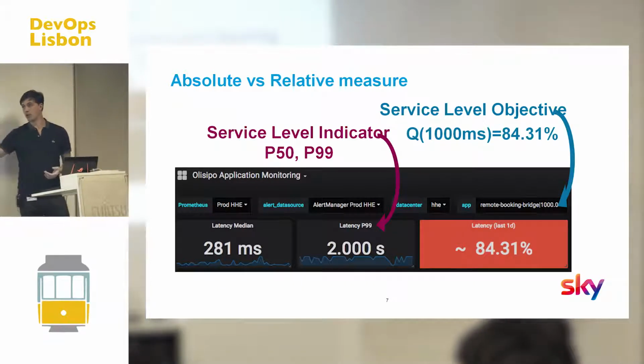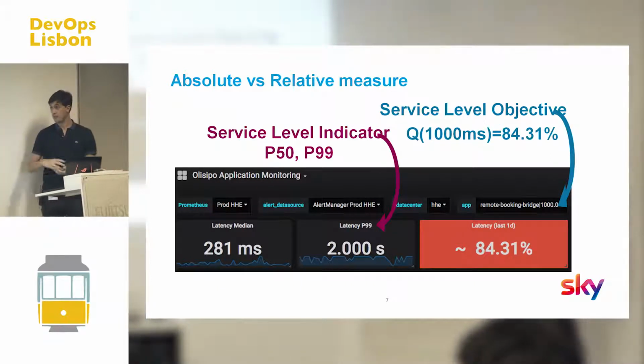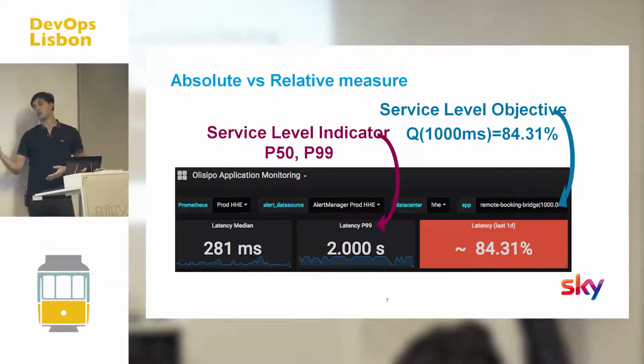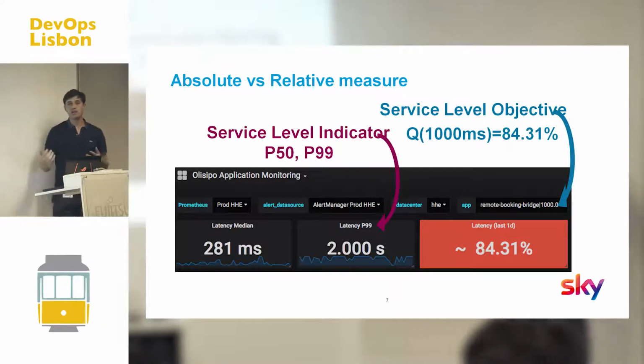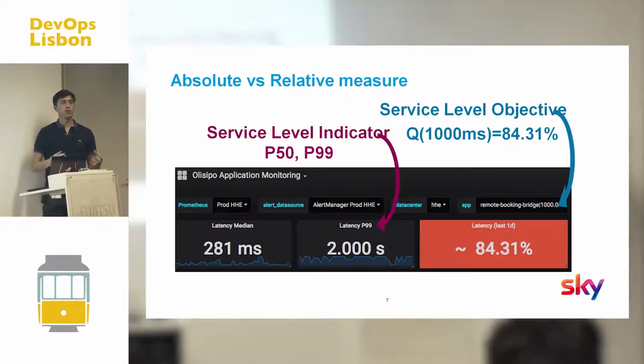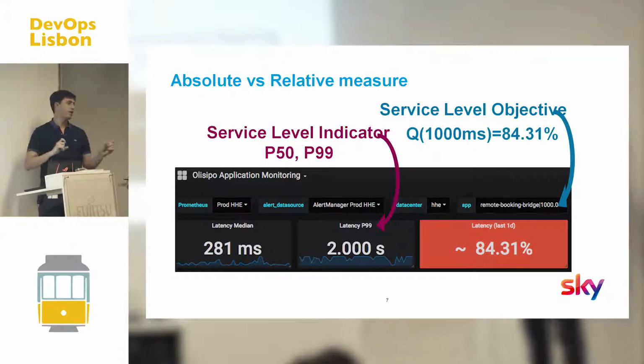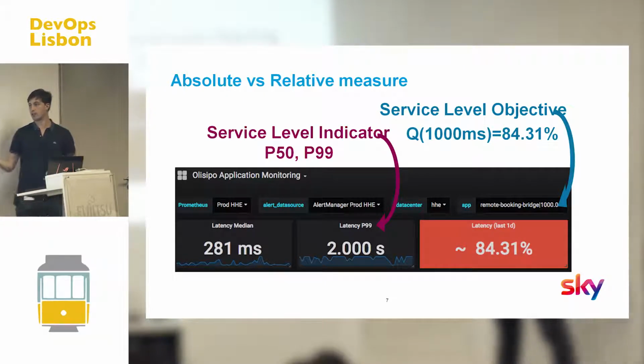So what can we say about these measures? The quantile that we are using for the service level objectives is a relative measure, so it's between 0 and 100%. It helps us create very easy color coding on Grafana that we can see on the dashboards. And it's also easier to reason about when you are comparing different time ranges, which is what we're going to see in the next slides.